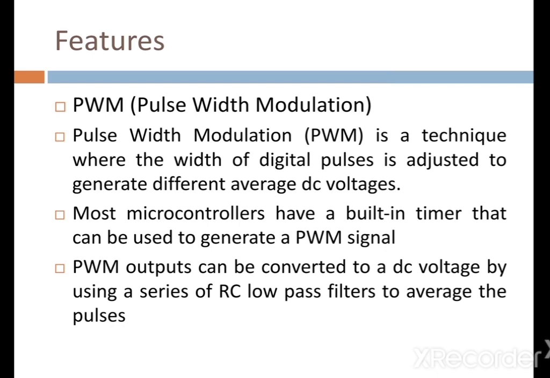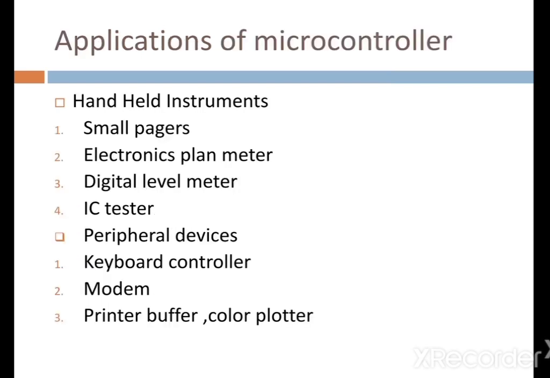Next feature is PWM. Full form of PWM, pulse width modulation. Pulse width modulation is a technique where the width of a digital pulse is adjusted to generate different average DC voltage. In most microcontrollers, there is an inbuilt timer that can be used to generate a PWM signal. Then the PWM output can be converted to DC voltage by using a series of RC low pass filters to average the pulses. Then next topic is applications of microcontroller.